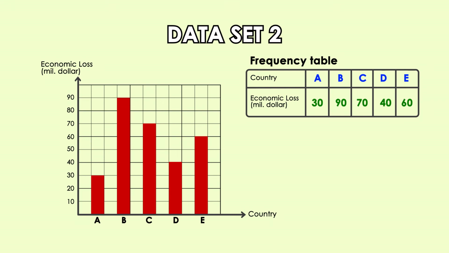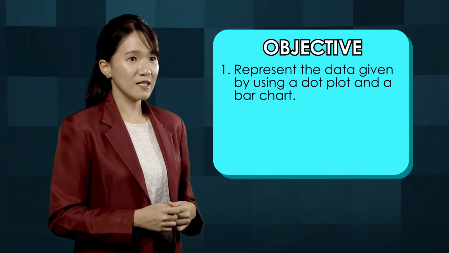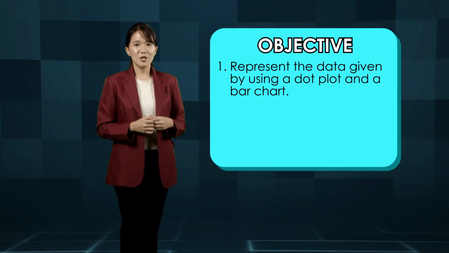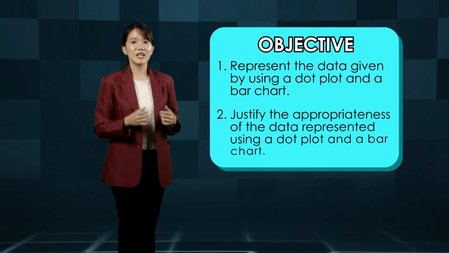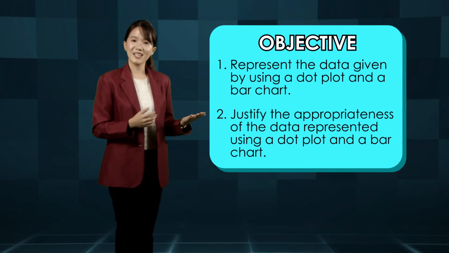Now, step 4. Give the bar chart a title. Our title for this bar chart is Economic Loss in 5 Countries. Boys and girls, now our bar chart is complete. Well done! You are now able to represent the data by using a dot plot and a bar chart. Apart from that, you are also able to justify the appropriateness of the data represented using a dot plot and a bar chart.